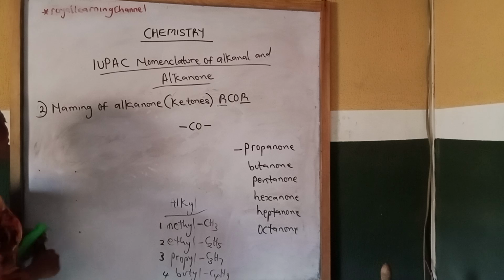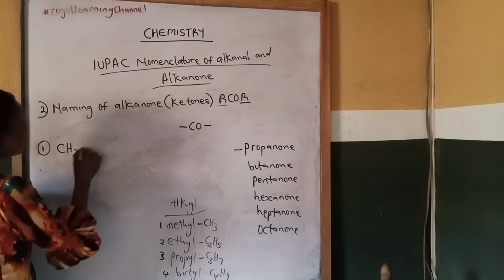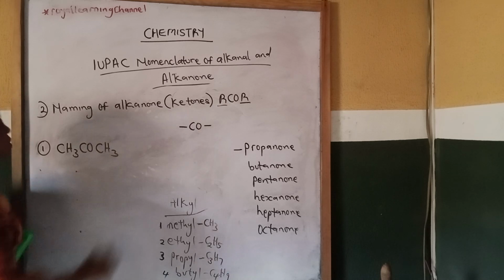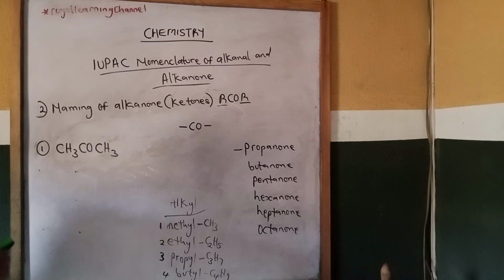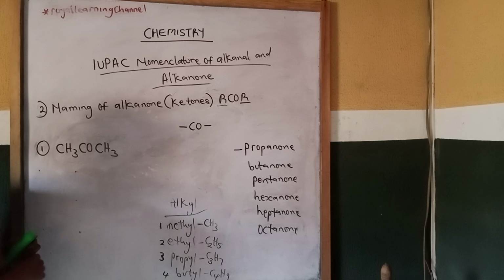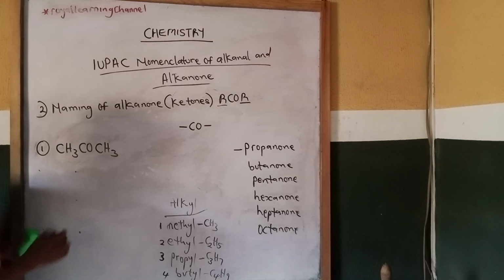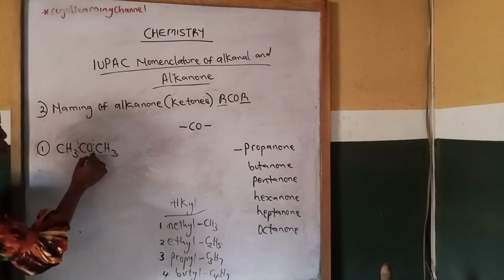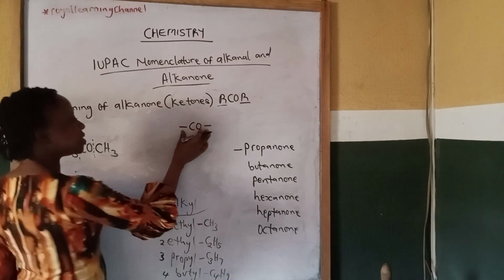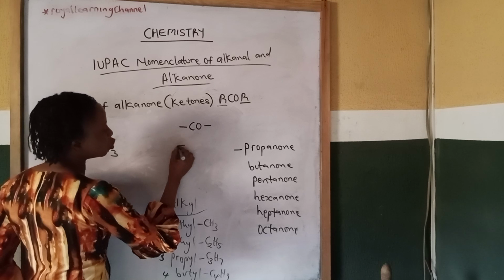So let's take the first example. Now let's look at this molecular formula. Let's draw the structural formula for this molecular formula. If you want to draw the molecular formula of alkanone easily, consider your functional group. First, draw the structural formula of your functional group. This is my functional group. My structural formula will go in this way.